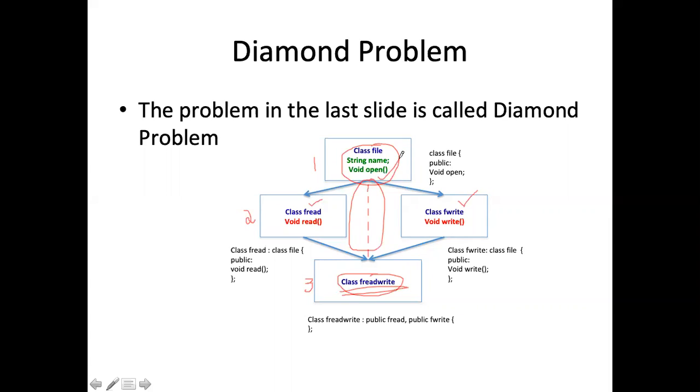But in order to do that, you have to establish a virtual inheritance between level 1 and level 2. So level 1 is the common base class, level 2 is the base classes, and level 3 is the child class or the derived class. So level 3 is the derived class, level 2 is the base class, and level 1 is the parent class.